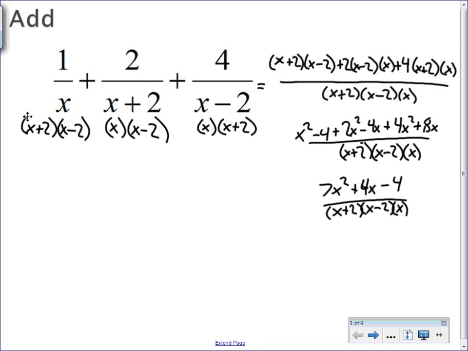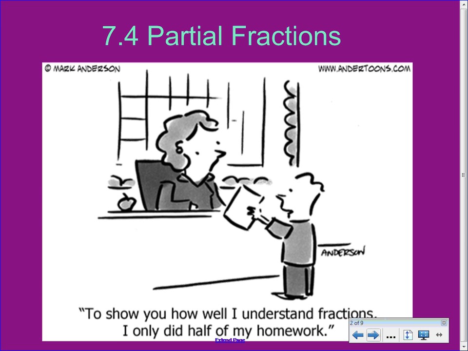Okay. Today we are going to be dealing with partial fractions, which is basically the complete backwards steps than what we just did. Okay.